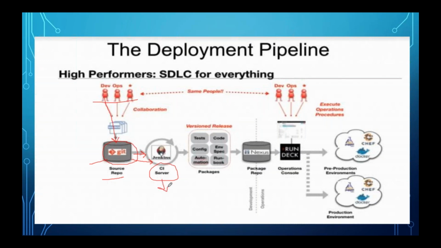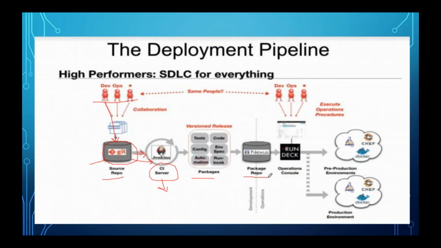Then this Jenkins will give us a package build. We have a package that we have to deploy. But to maintain the versioning of the package, we use a tool for version release. We have to go for testing and all these things. But to manage this package in one place, we have a package repo.